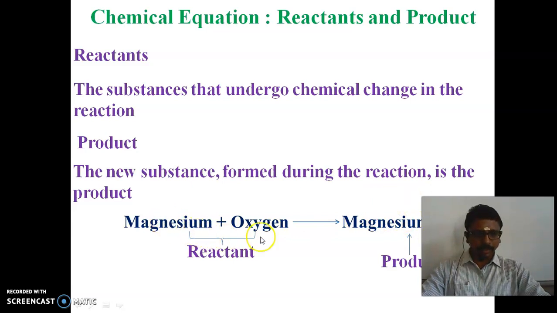So the substances that undergo chemical change are the magnesium and oxygen only, and from that the new substance is formed. So what is the new substance here? Magnesium oxide. So the new substance is magnesium oxide. The reactants are magnesium and oxygen, and the product will be magnesium oxide.